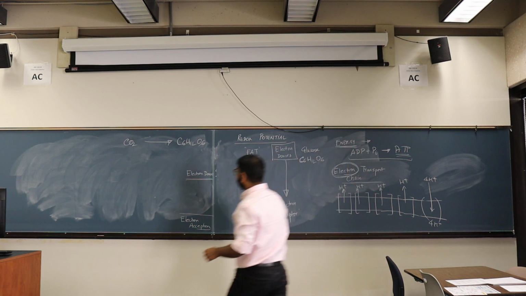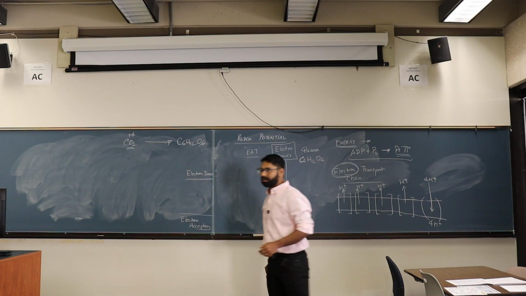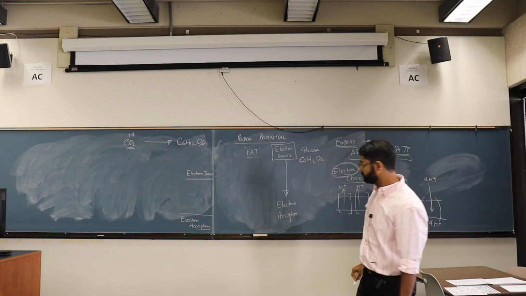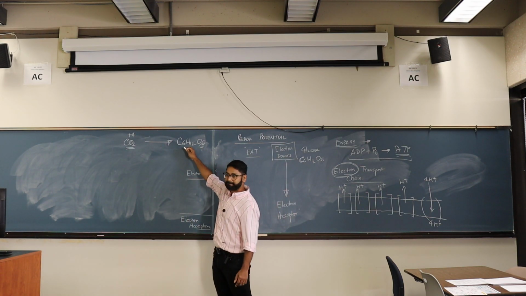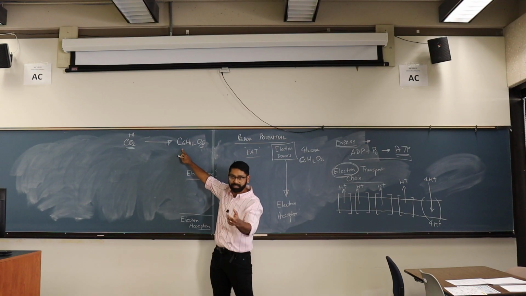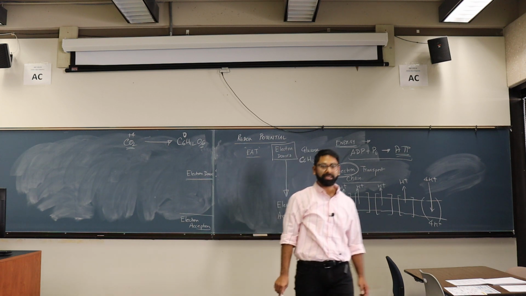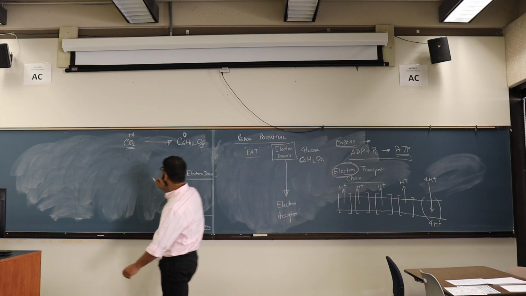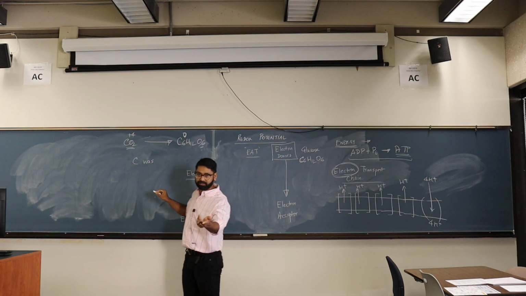So here, what is the oxidation state of carbon? +4. What is the oxidation state of carbon here? Oxygen typically gives you a -2. So this is -12. This is +12. So what is the overall oxidation state of carbon in here? -12 + 12, what do you get? 0. So the average oxidation state is 0, but you went from +4 to 0. So what happened to carbon? Was carbon oxidized or reduced? It was reduced.